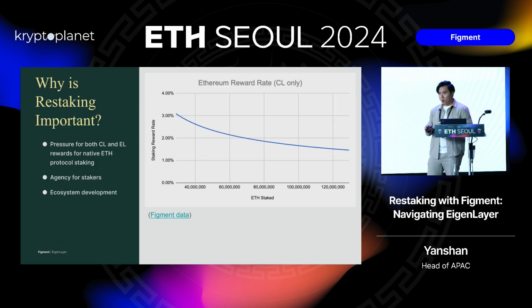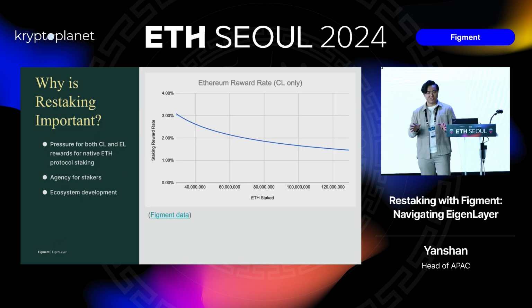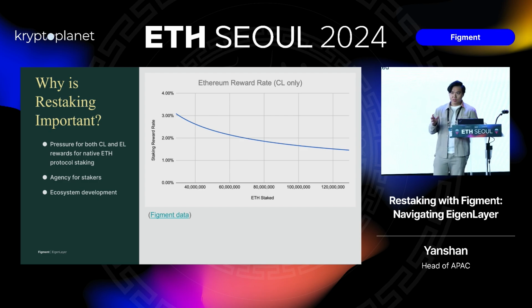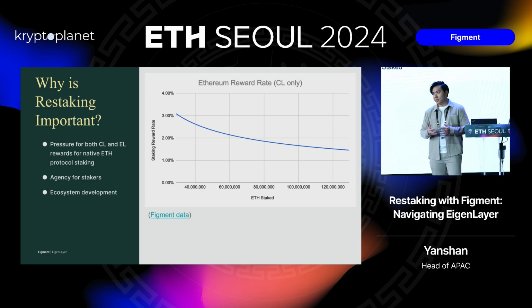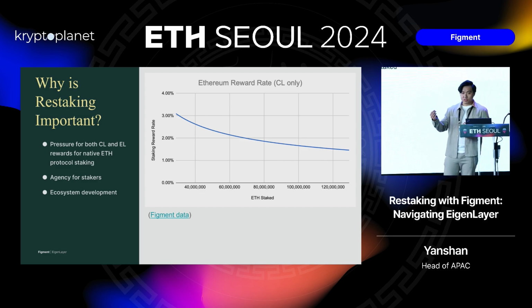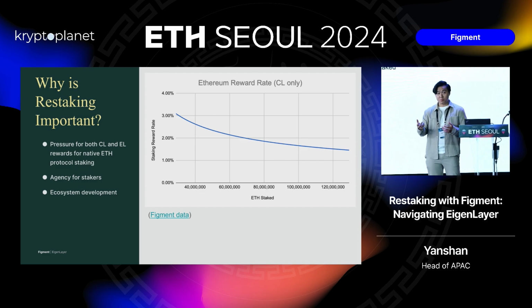But why is restaking important, right? So if you look at the current trend of rewards on Ethereum, it is essentially on a downward trending line, right? Be it consensus layer, execution layer. And if you look at consensus layer, as more validators are being provisioned, you see that the consensus layer rewards per validator is declining, right?